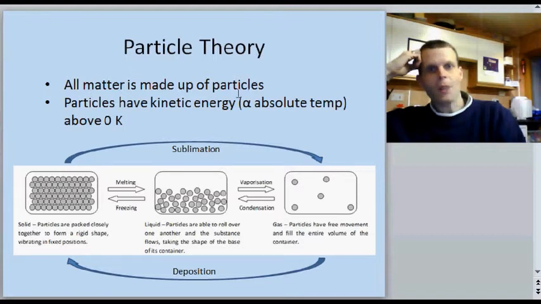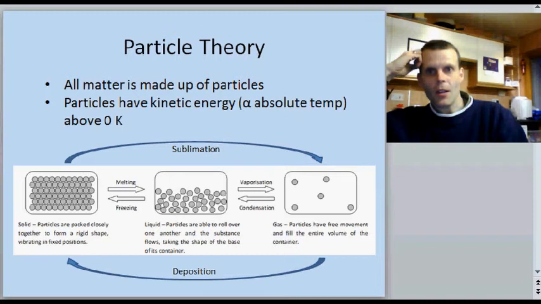So all matter is made up of particles. These particles are moving around, so they have this kinetic energy above 0 degrees Kelvin. So this is a theoretical value that we've got close to, but very, very cold, -273.15 degrees Celsius. And as we come away from that, particles get more and more kinetic energy, and the amount of that energy is proportional to the absolute temperature. So this absolute temperature means temperature in Kelvin.